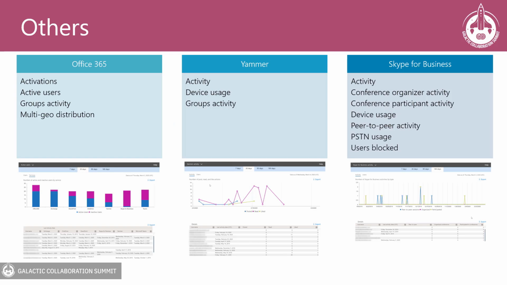And there are a number of other workloads that we're not going to drill into. Overall Office 365 usage, which includes number of users that were active, number of groups that were active. You have Yammer activity, very similar to the Teams activity, and Skype for Business, which has an awful lot of information, especially around telephony, which isn't all that surprising because this part of the dashboard was originally built to support Skype for Business in the first place.